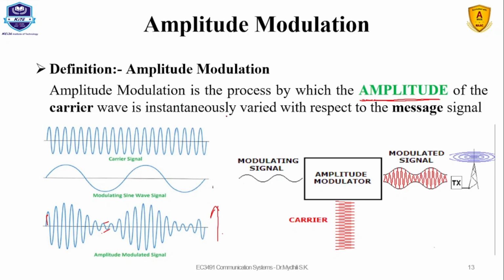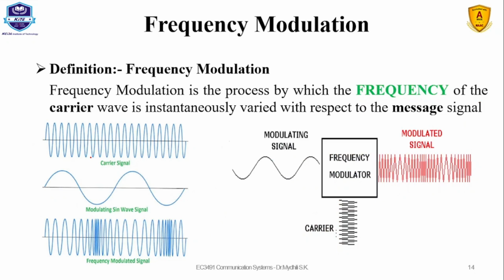Amplitude modulation is the process by which the amplitude of the signal, that is, the carrier wave signal, is instantaneously varied with respect to the message signal. So when we give the modulating signal and the carrier signal to the amplitude modulator, we will get an amplitude modulated signal at the output. You could see here the carrier signal has the highest frequency and the message signal has the lowest frequency. Similarly, we are talking about frequency modulation.